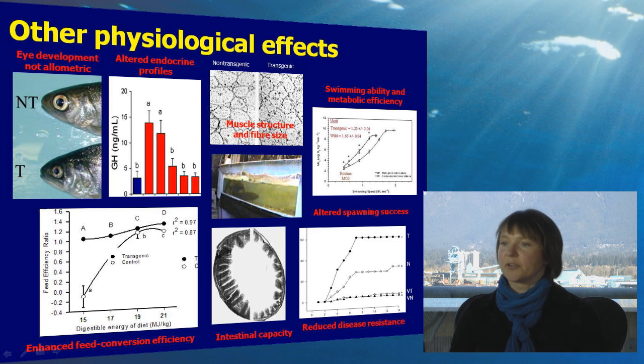Aside from differences in growth and behavior, you end up with a whole suite of other physiological differences. You can have altered disease resistance, so sometimes the transgenic fish tend to have reduced disease resistance. You can have differences in swimming ability, altered feed conversion efficiency, which tends to also be associated with actual differences in their intestinal structure. You can also end up with differences in the muscle fiber and size, so the fillet itself can have some different structure to it.